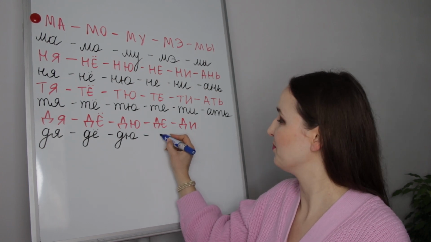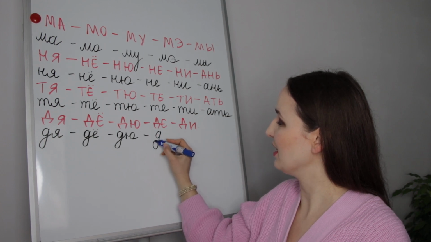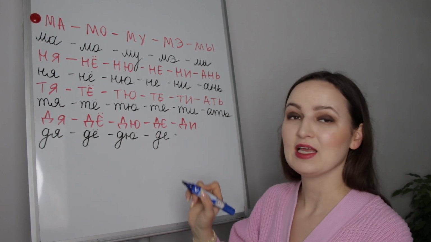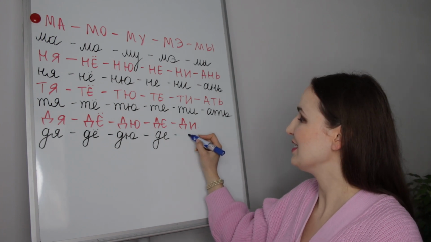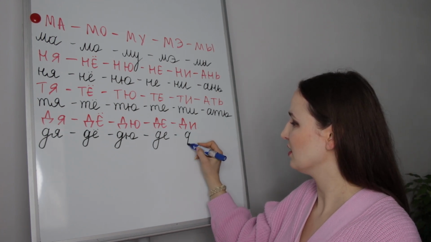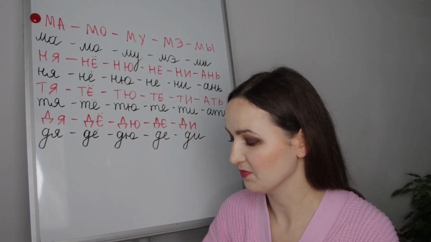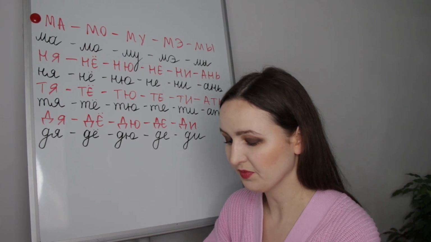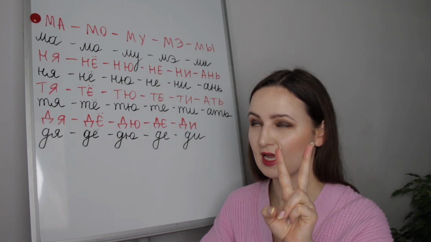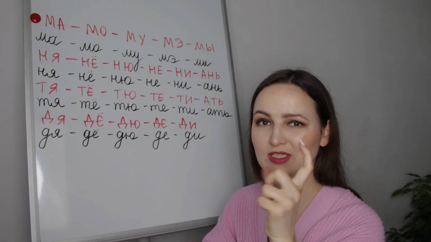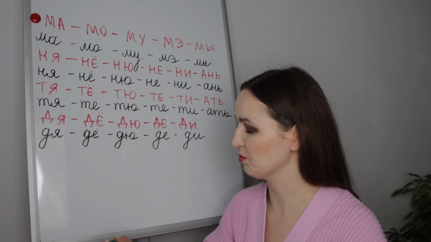Де. Ди. Хорошо. Дальше. Now let's take them in pairs to see the difference in pronunciation between them.